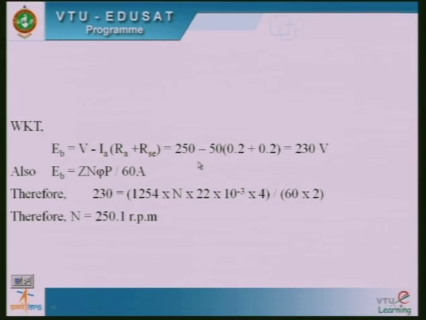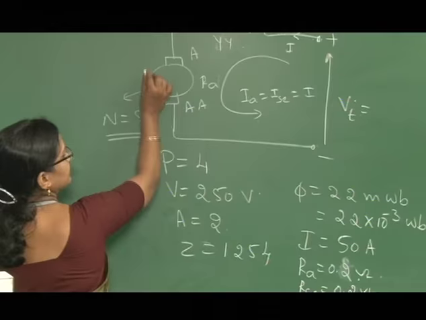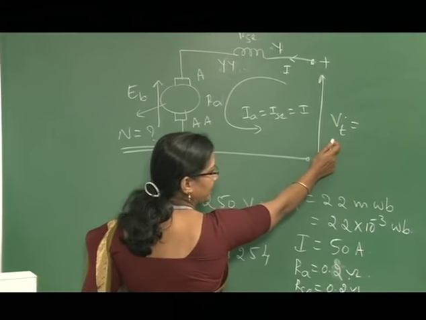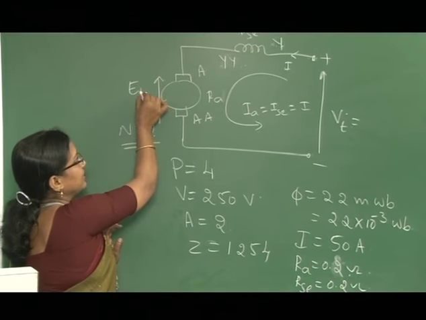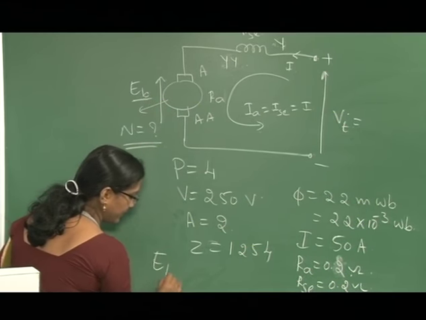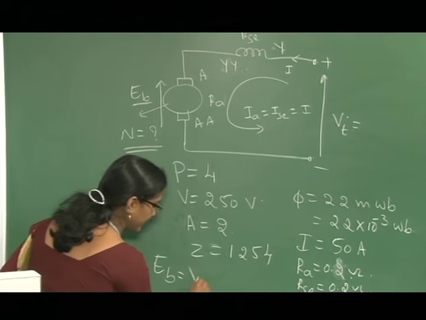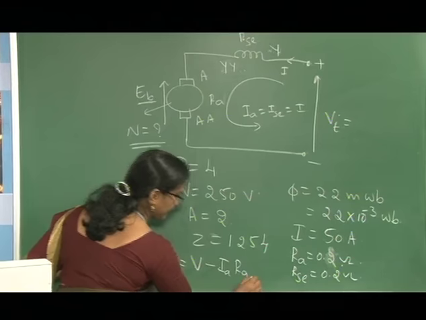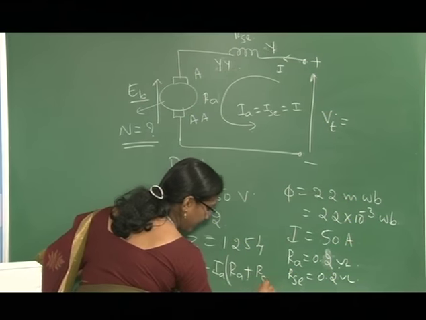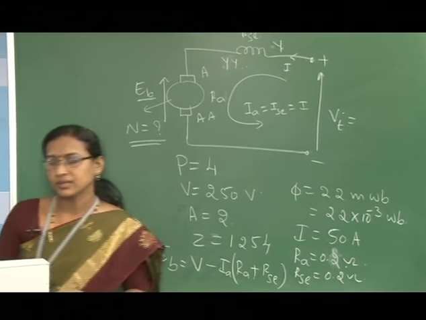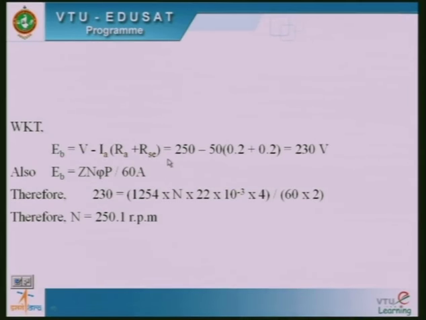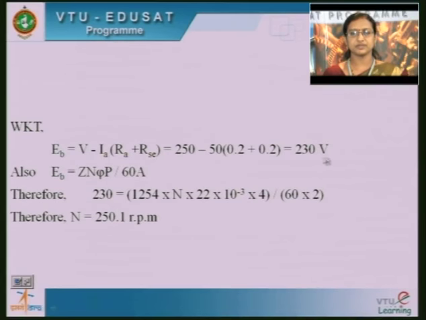We have the equation, that is Eb, which we have considered as the back EMF. Eb means the induced EMF opposes the applied voltage in this case, that is why we are going to call it the back EMF. The back EMF equation with respect to the terminal voltage, we are considering it is V minus Ia Ra. Since the series coil is connected in series with the armature, the total resistance will be Ra plus Rse. Now, by using this relationship Eb is equal to V minus Ia (Ra plus Rse), we can calculate this back EMF, that is equal to 230 volt.